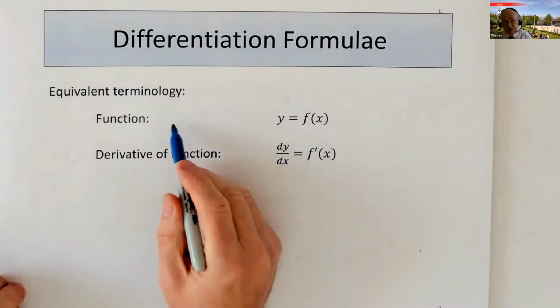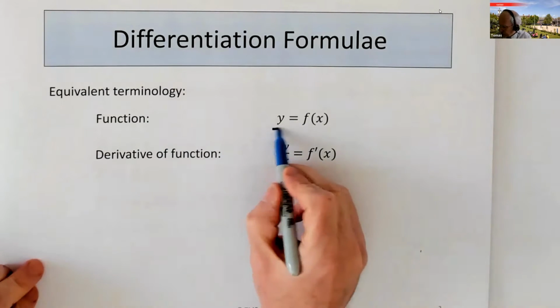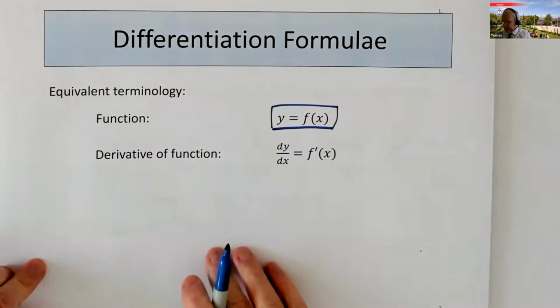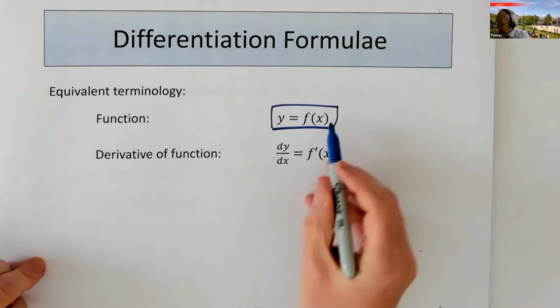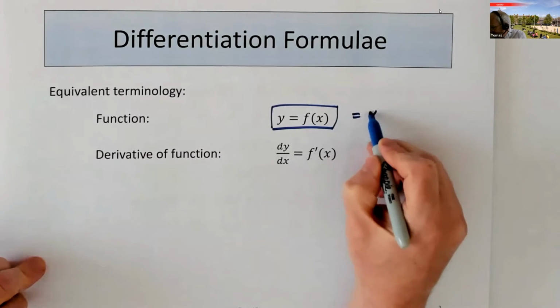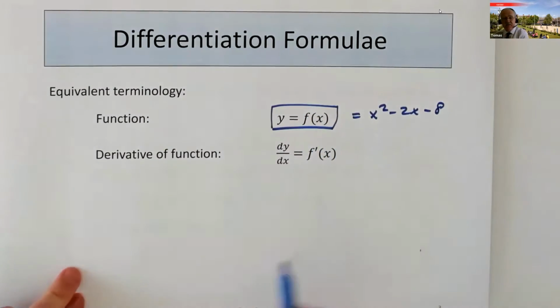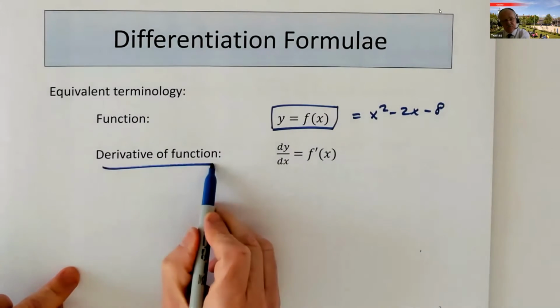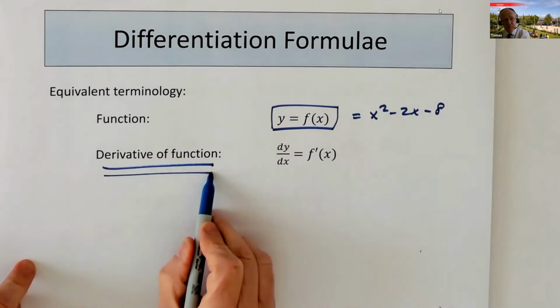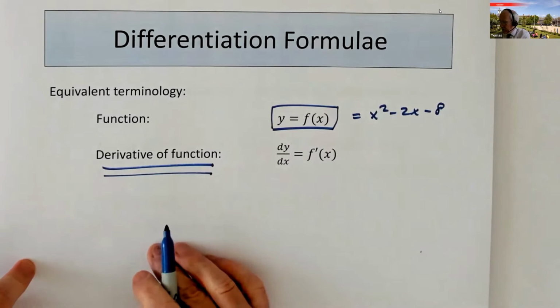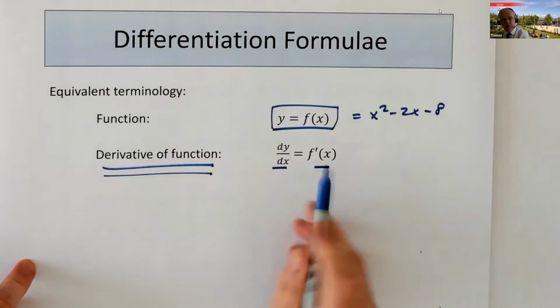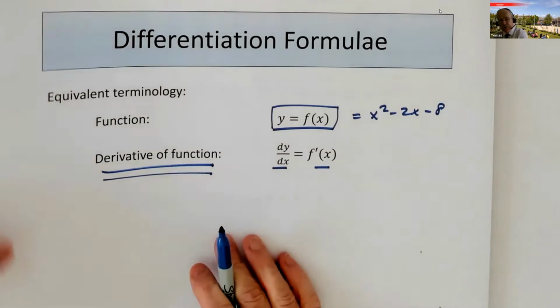Just so we see these, sometimes they'll write a question as y is equal to f of x, sometimes they'll say y equals, say, x squared minus 2x minus 8, or sometimes they'll say f of x is. And the derivative, or the differential, can either be written as dy/dx or f dash x. It's the same thing.